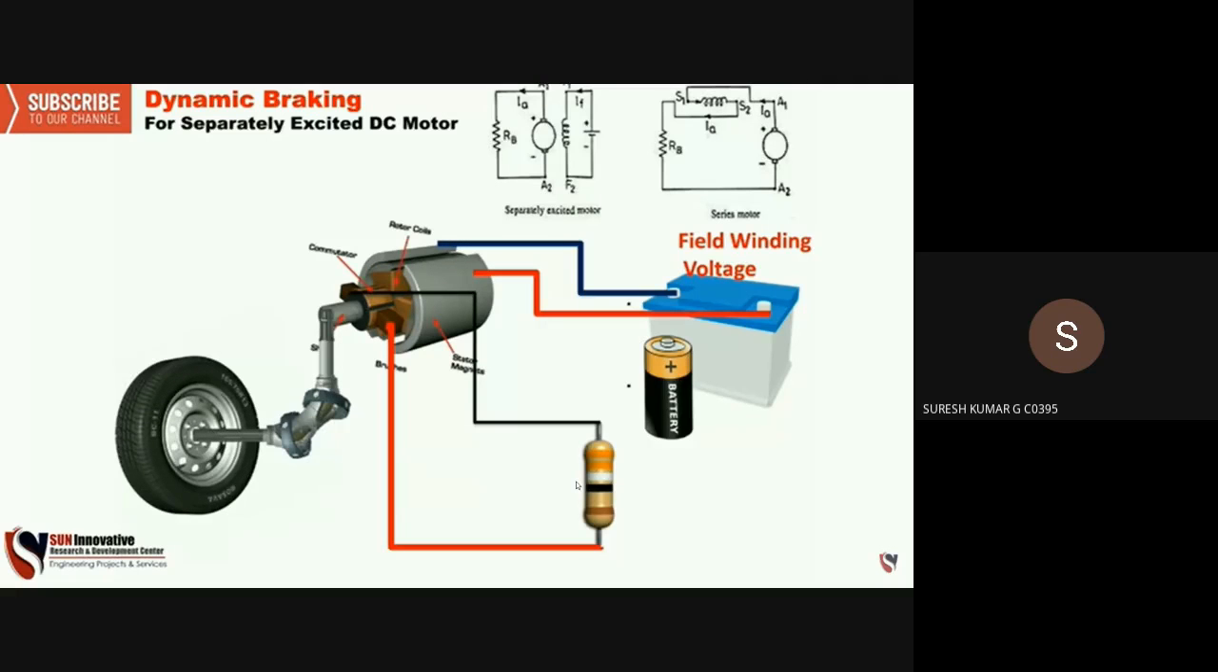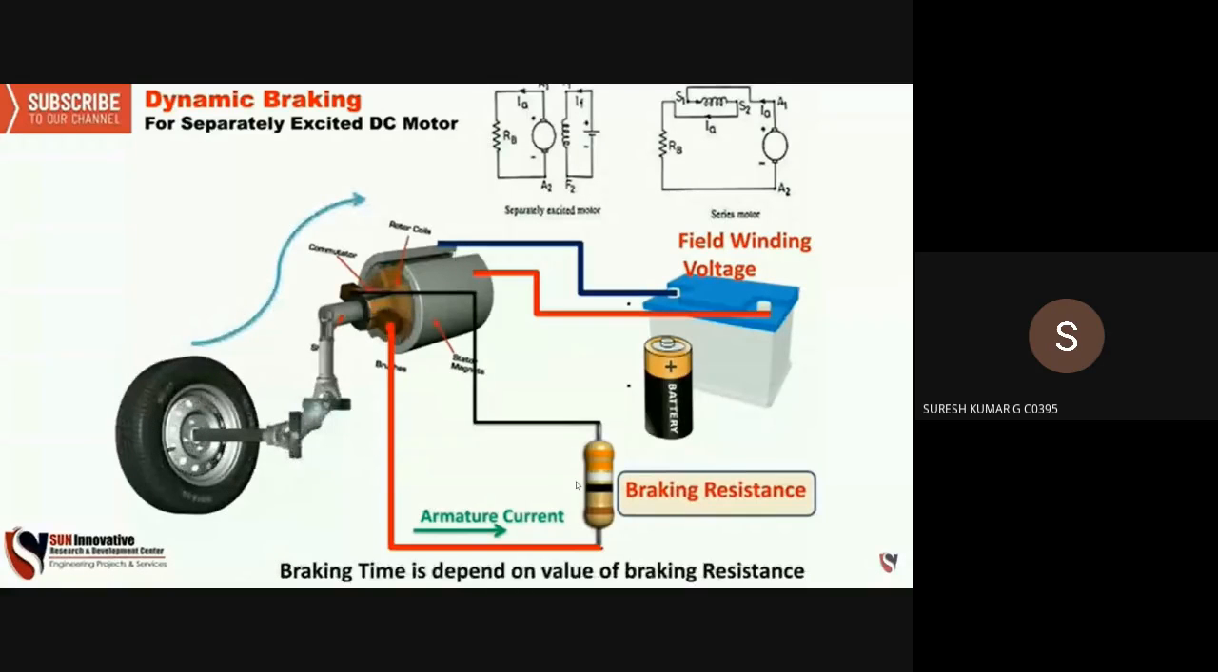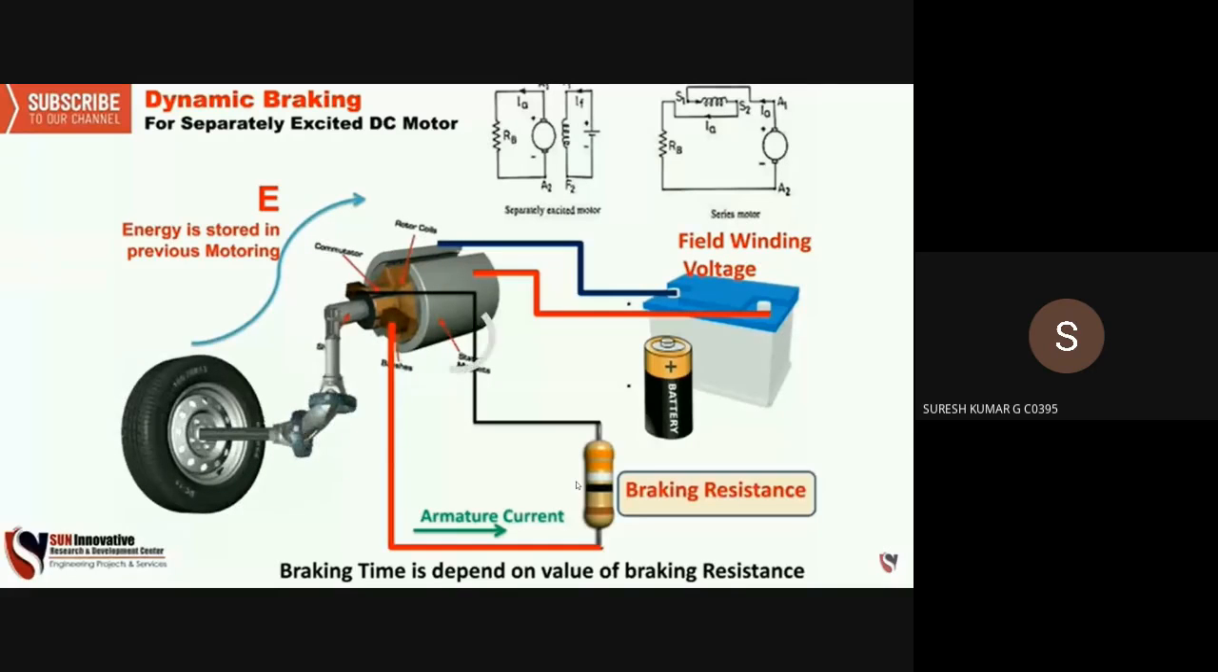So armature current will flow through the resistance. It is called braking resistance, and this current depends upon the value of resistance which is connected to the armature. So current passes through the resistance from the energy stored in the previous case. This way the energy becomes zero, so it stops the motor.